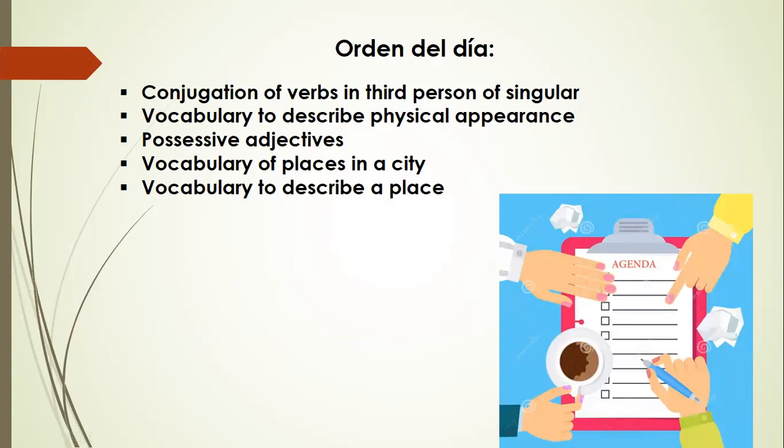The first thing that we are going to look at today is the conjugation of verbs in the third person of singular. Then we are going to practice some vocabulary to describe physical appearance. Then we'll see how to use possessive adjectives, vocabulary of places in a city, and finally, how to use vocabulary to describe a place. That is what we are going to see during this session.